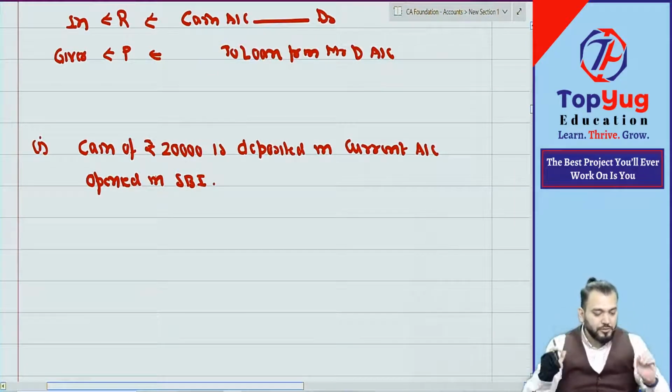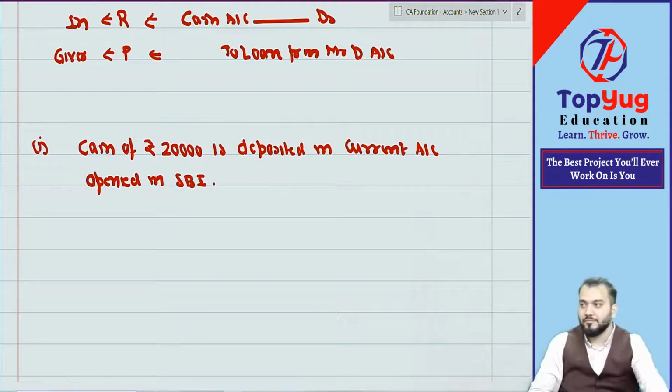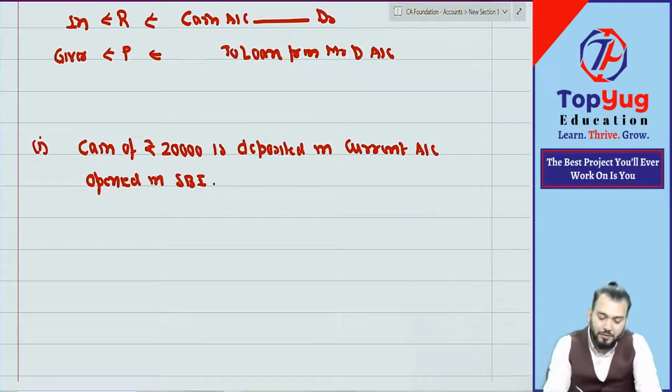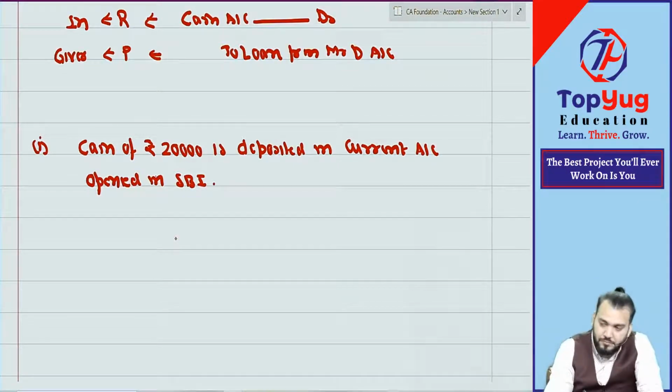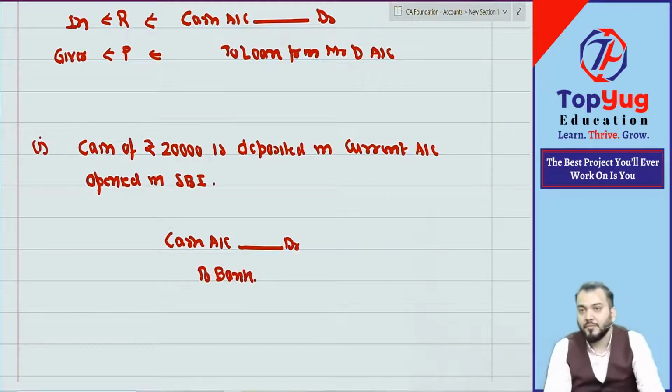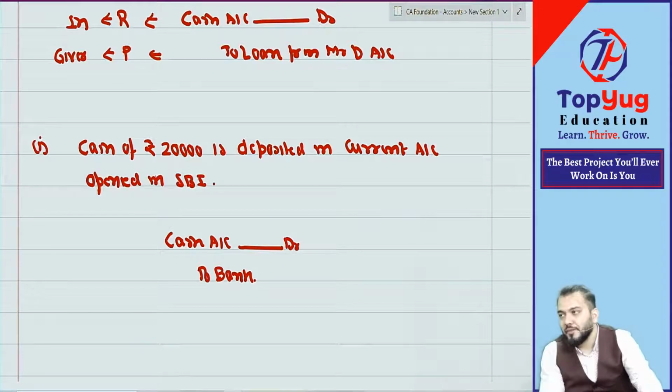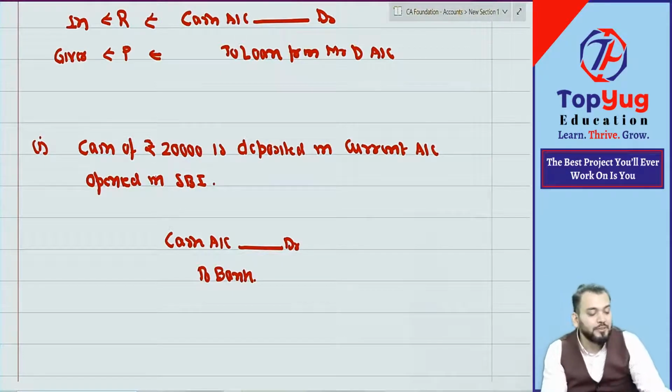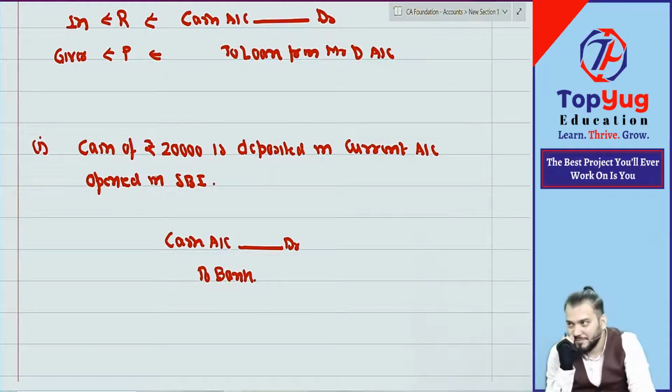Done? So fast. Tell me, what did you do? Cash account debit to bank account. Got it? Correct? What analysis have you done?